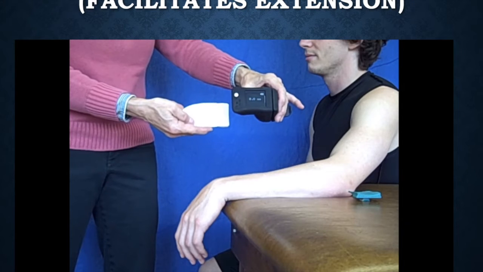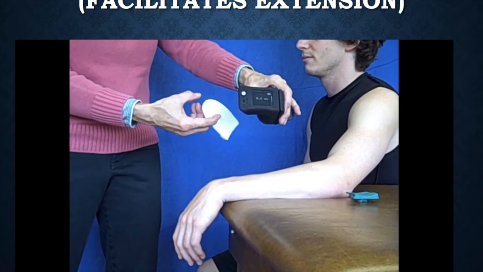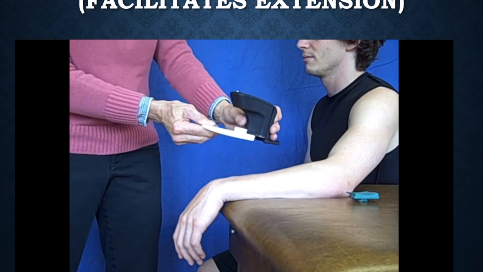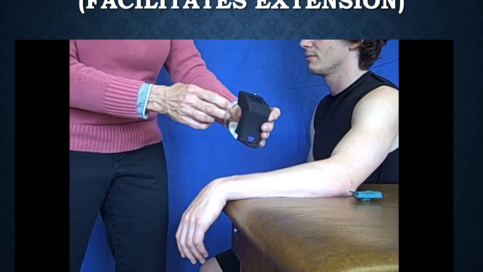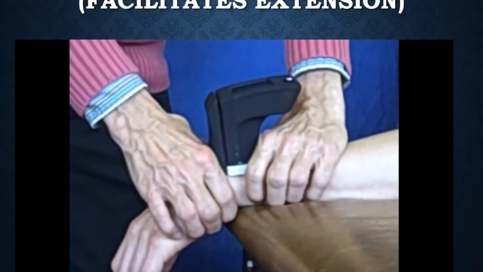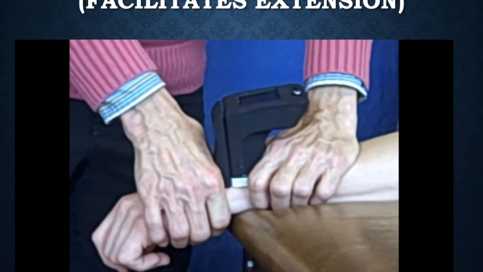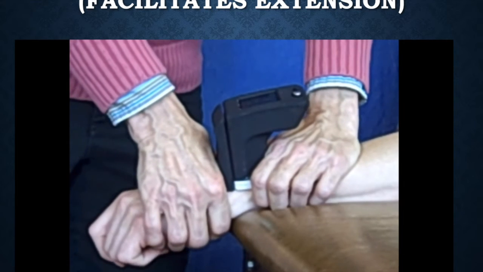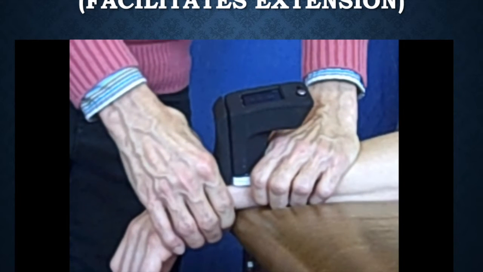And here again, you see a volar glide to facilitate extension. Attachment is aligned with the joint line. Distal segment is moved in a volar direction. So for extension, you roll posterior, glide anterior.